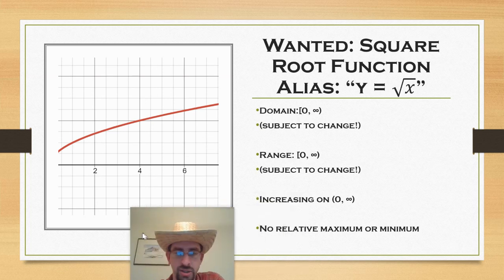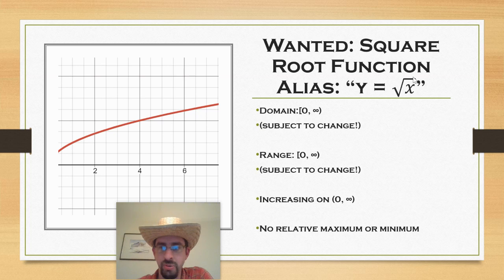Wanted, square root function. Written as y equals square root of x. Domain, all x values bigger than or equal to 0, subject to change depending on any shifts or reflections. Range, y bigger than or equal to 0, also subject to change. Increasing from 0 to infinity, never decreasing unless something happened to it. No relative maximum or minimum, also goes through the origin. Well, sort of goes through the origin, stops at the origin.